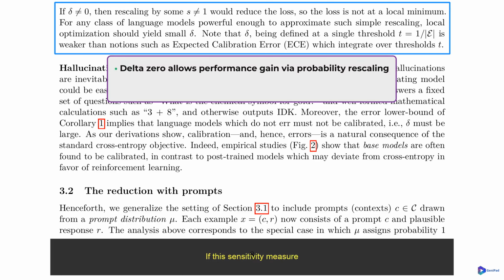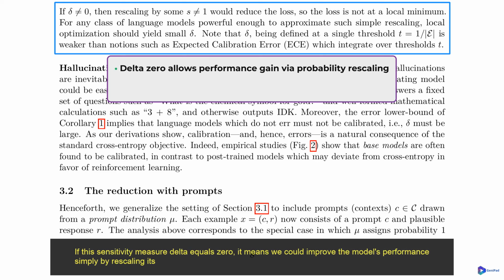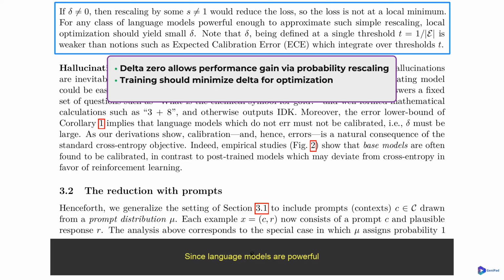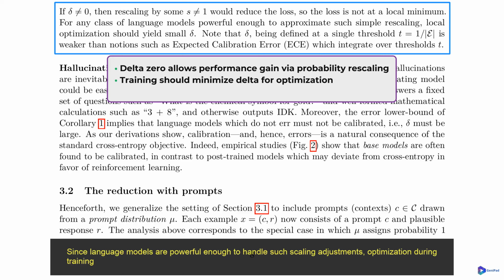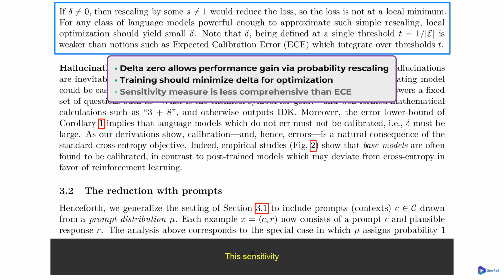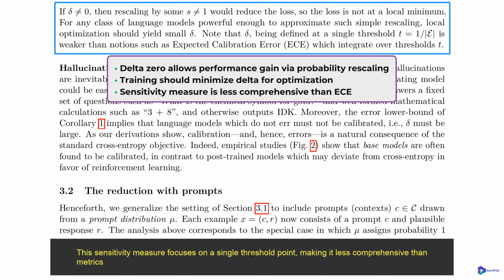If this sensitivity measure delta equals 0, it means we could improve the model's performance simply by rescaling its probabilities. Since language models are powerful enough to handle such scaling adjustments, optimization during training should keep delta small. This sensitivity measure focuses on a single threshold point, making it less comprehensive than metrics like expected calibration error that consider all confidence levels together.